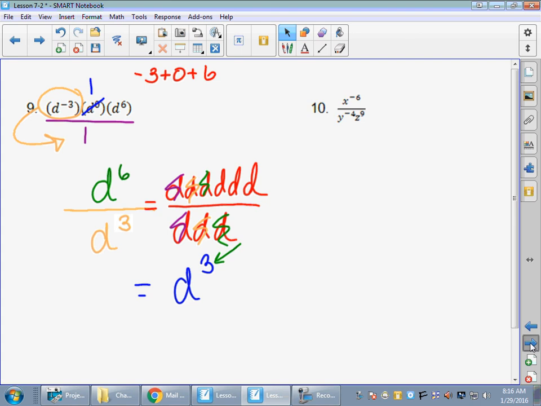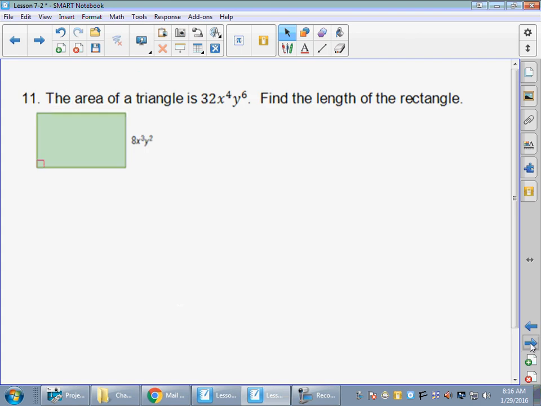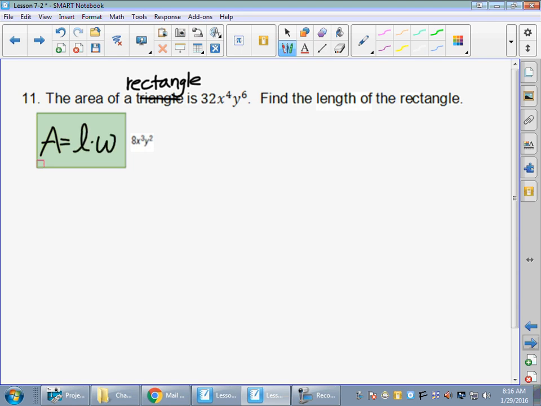We're going to skip number 10, but we're going to go to number 11, because this is a good one. First of all, it says the area of a triangle. Well, first thing you need to know is that area of a triangle, that's a rectangle. Fix that. Area of a rectangle is 32x to the 4th, y to the 6th. Well, the area of a rectangle is base times height, or some of you learned it as length times width. It tells you to find the length of that rectangle. It gives you this side right here that is probably the width, right?